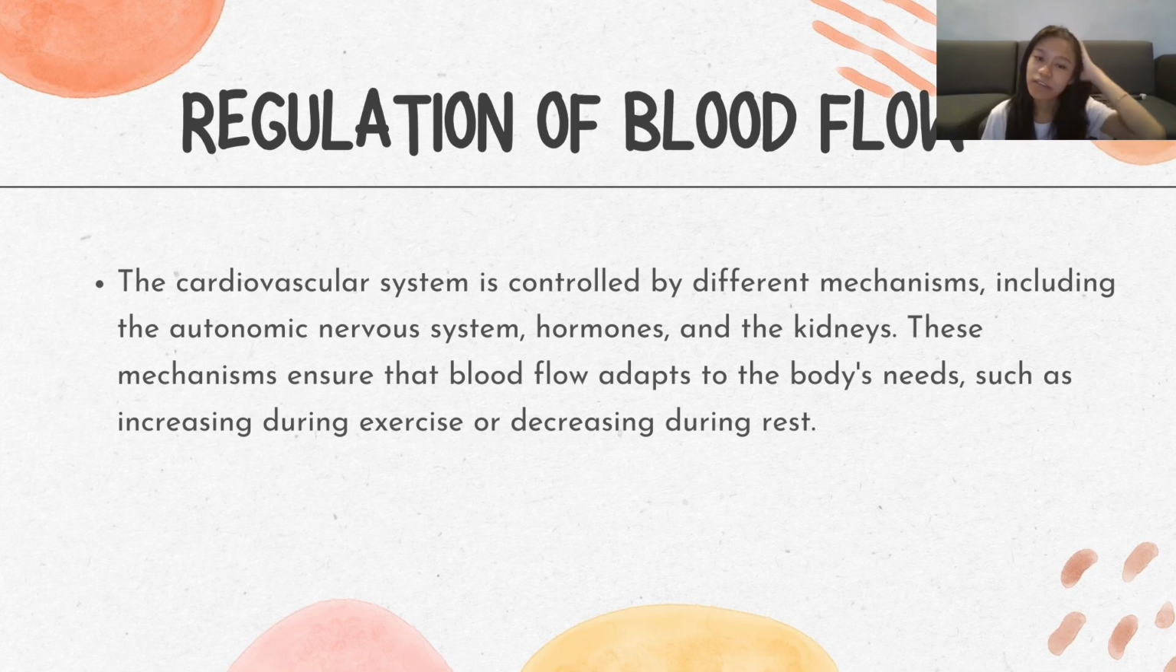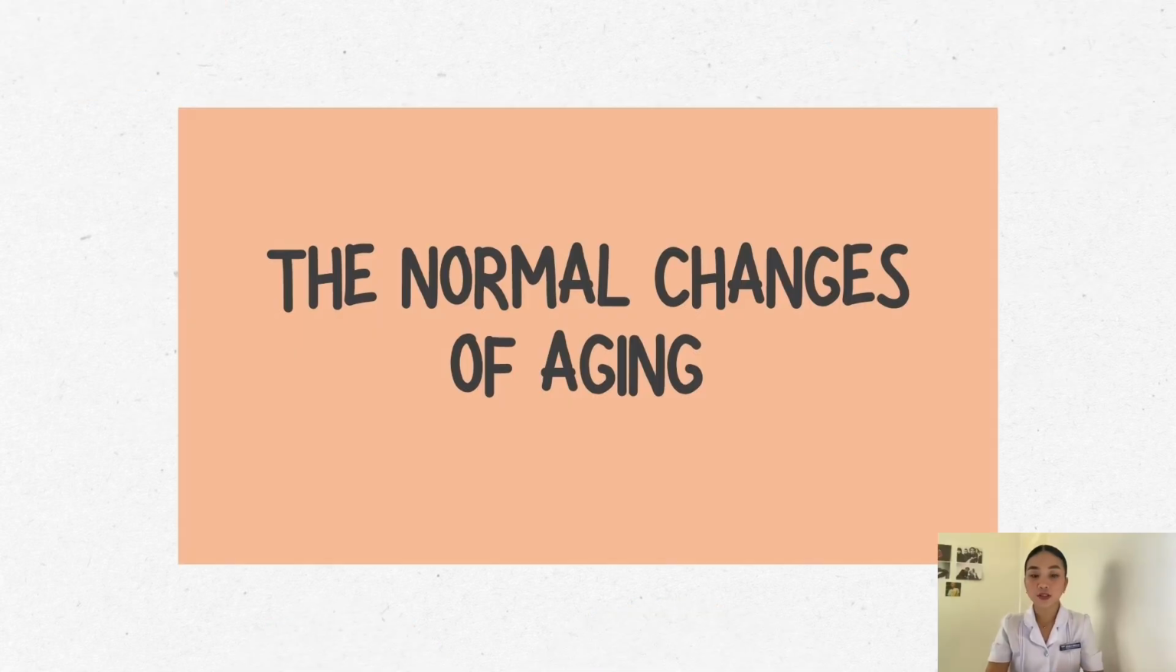So ang ato ang cardiovascular system, it is also responsible for our regulation of blood flow. So kani siya, atong cardiovascular system is regulated by various mechanisms, including sa ato ang autonomic nervous system, hormones, ug atong kidneys. So kaning mga mechanism, they ensure that blood flow meets the body's needs, such as increasing flow during exercise or reducing it during rest. So that is it. That is the overview of our cardiovascular system. So now I'm going to tackle the normal changes of aging.